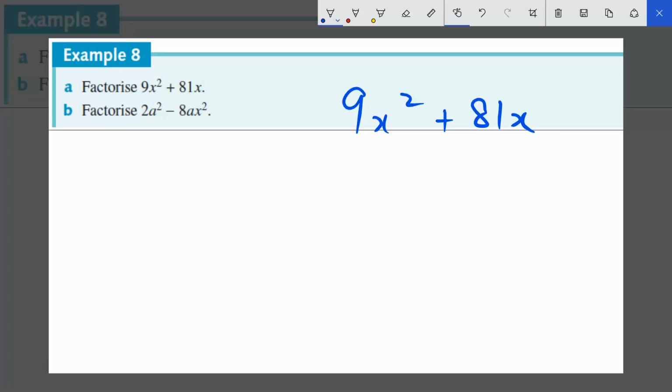The nice thing about expanding is you knew what to multiply. What you don't know what to multiply is in factorizing. That's why it's harder, because you have to figure out what you are dividing by.